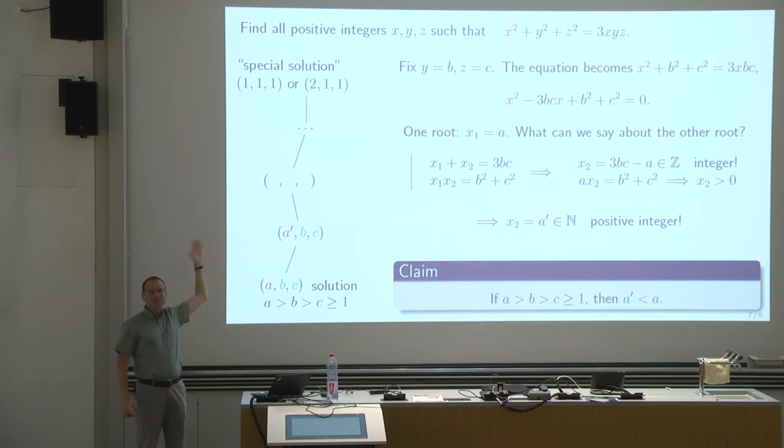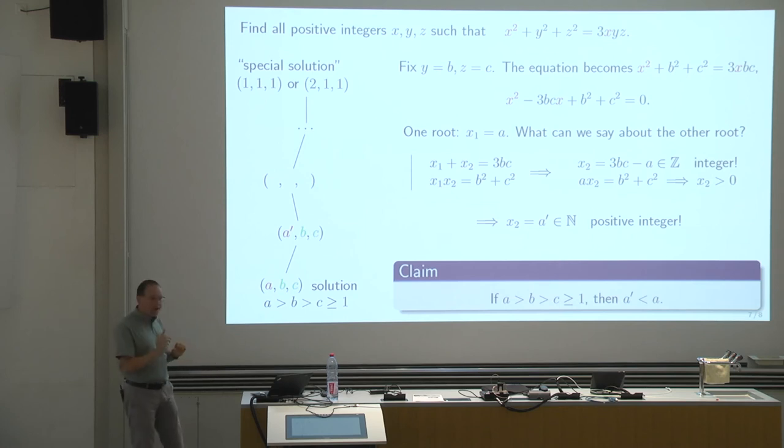And the special solutions are in our structure. So from A, B, C, by going upwards, you reach 1, 1, 1 or 2, 1, 1. Therefore, reversing the process from 1, 1, 1 or 2, 1, 1, by doing the reverse process where you enlarge the root, you will be able to hit A, B, C. That's why every solution is obtained via this process that we described.